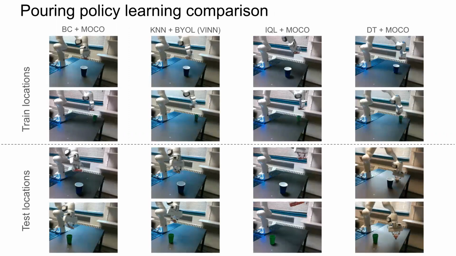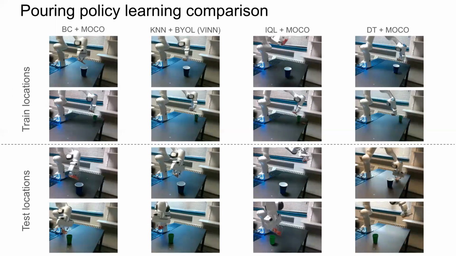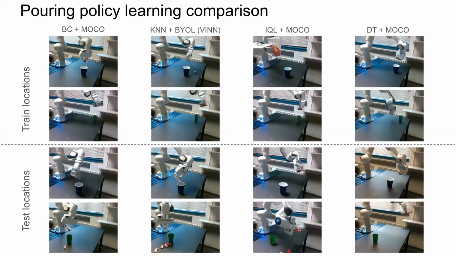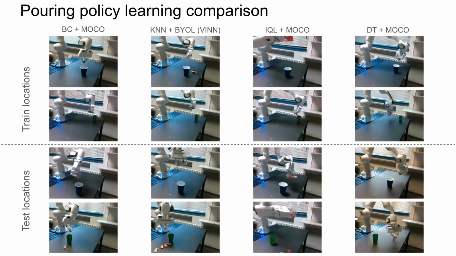DT is unable to solve the pouring task in either train or test locations. BC and IQL both see success on test locations, but still experience a significant performance drop.